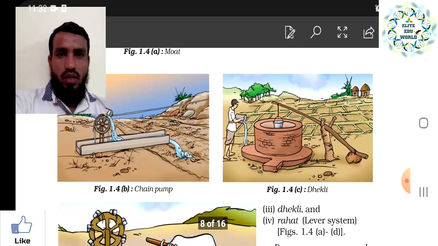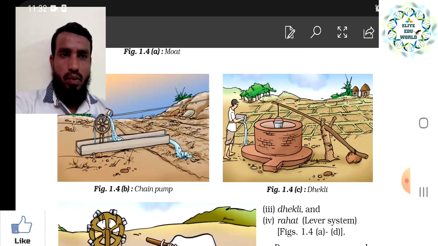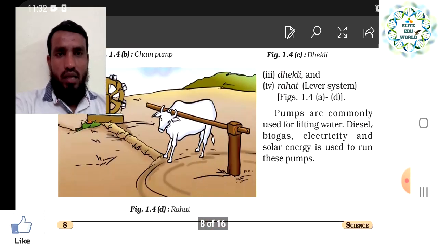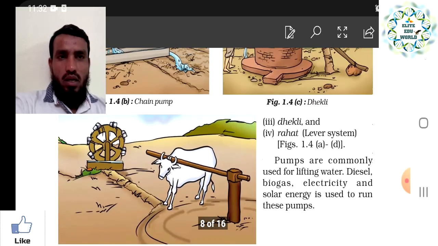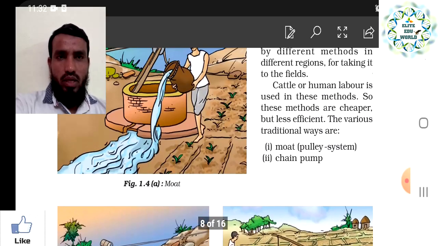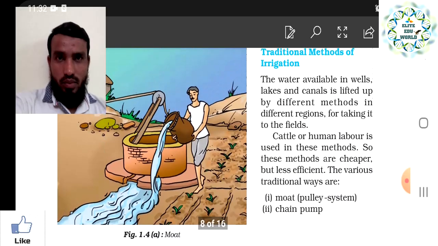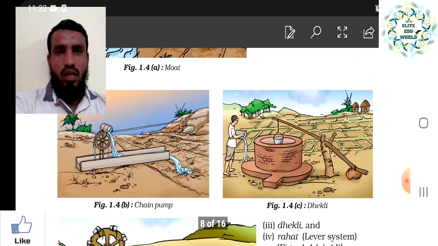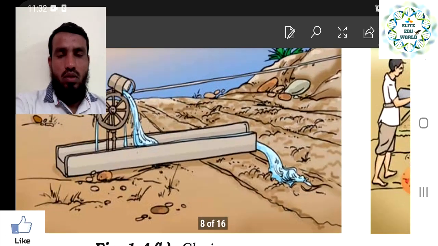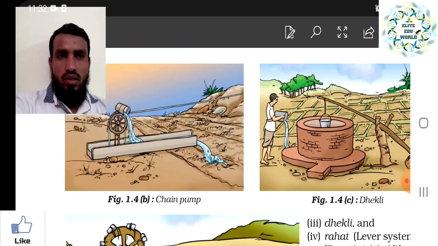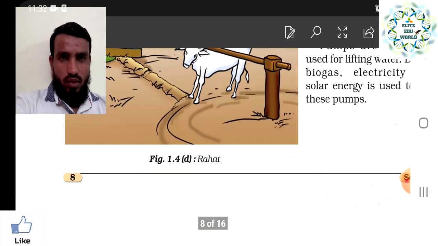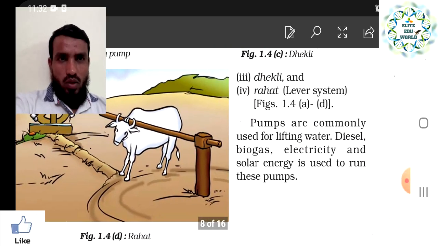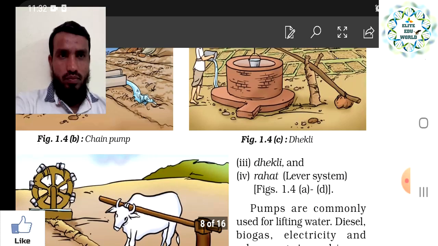In the second picture you can see the chain pump, in the third picture the Dekli, and in the fourth the Rahat. So these are the four basic traditional methods. Ancient people used this kind of method to bring out the water from their wells. You can see the zoomed pictures of the chain pump, the Dekli, and the Rahat. Now one by one we will discuss them in short.